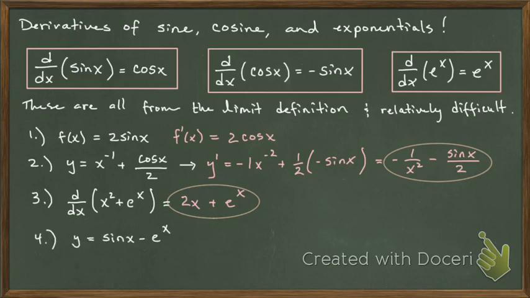Another example, sine x minus e to the x. Nothing too crazy going on. I could add constant multiples. I could multiply things by negatives, but really we all handle it pretty much the same way. Derivative of sine is cosine x, and minus the derivative of e to the x is e to the x.